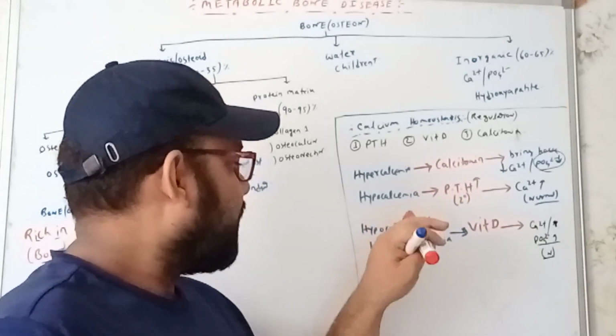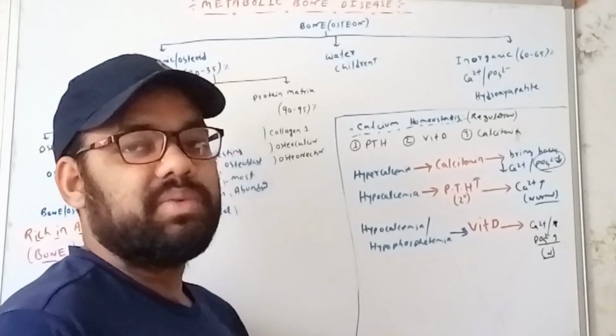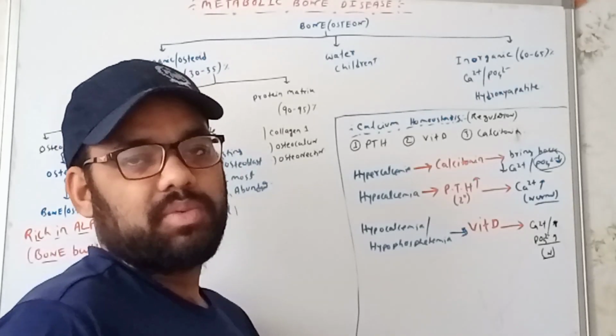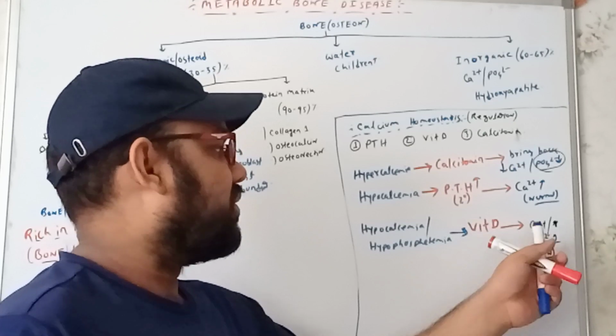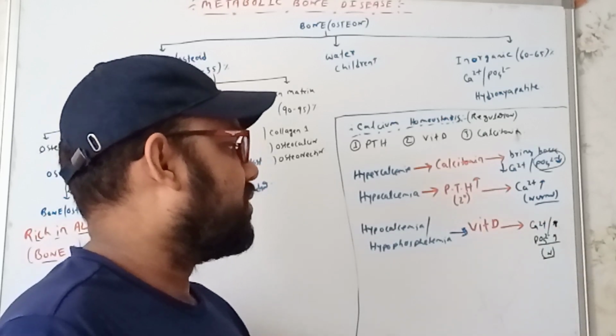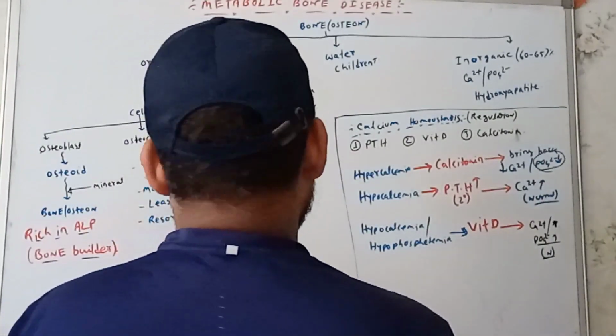The third one is, if we get to see, for example, either hypocalcemia or hypophosphatemia, or a combination of hypocalcemia plus hypophosphatemia, at that time the vitamin D will come into work, and that will help in elevating the calcium and the phosphate up to the normal level, right? Okay, now we'll talk about it in detail one by one.